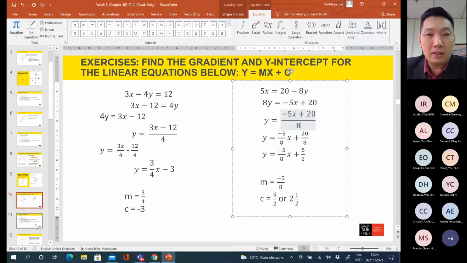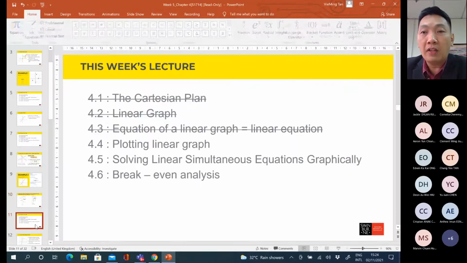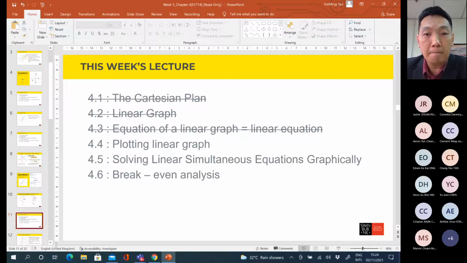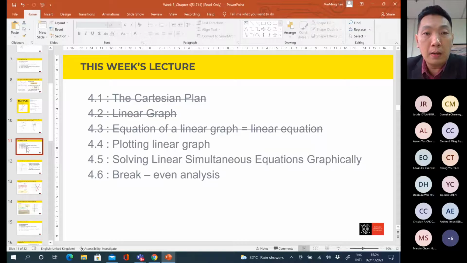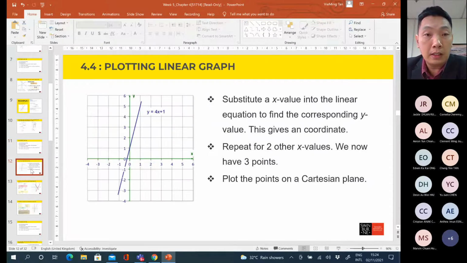All right. So these two examples show you how to change the format of the equation so that you can identify the m and c values directly. Next, we are going to study how to plot a linear line on graph paper, or the Cartesian plane, to draw.